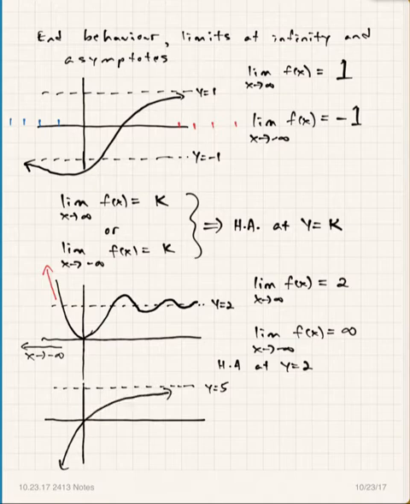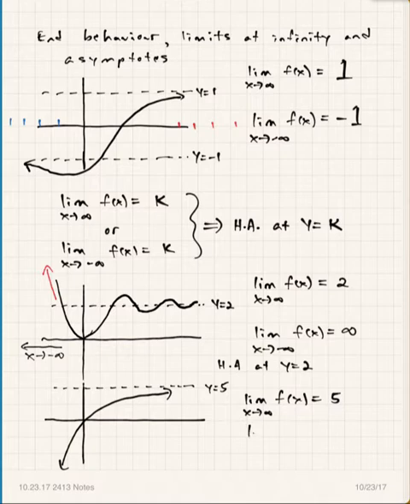So what's going on? This is definitely a horizontal asymptote. We have the limit as x goes to infinity. As you move off to the right on the x-axis, the y value in this function is getting closer and closer to 5. That's our horizontal asymptote.